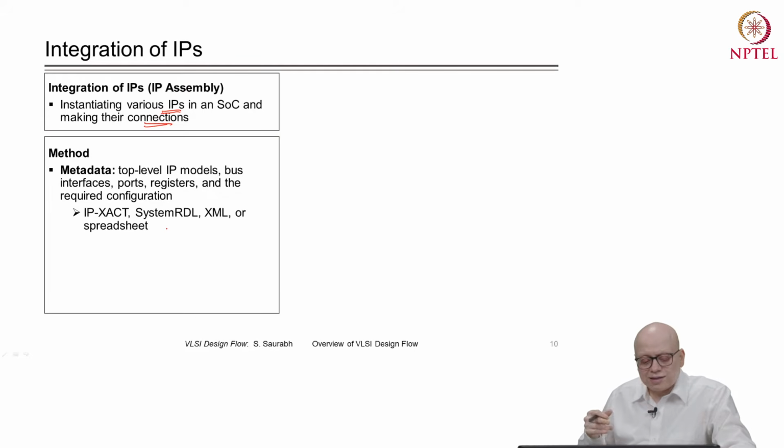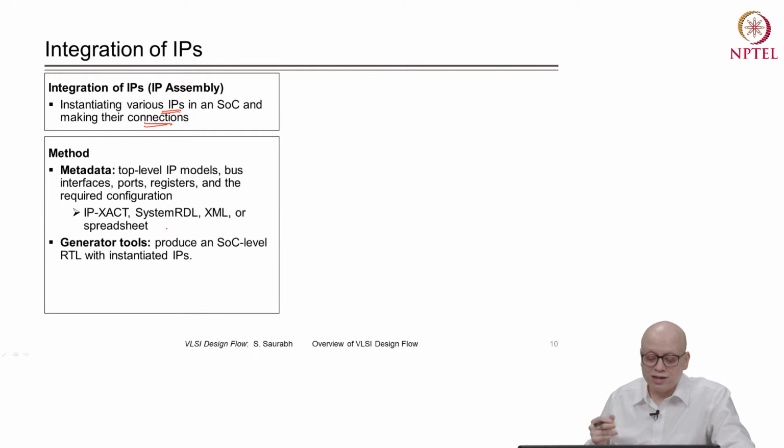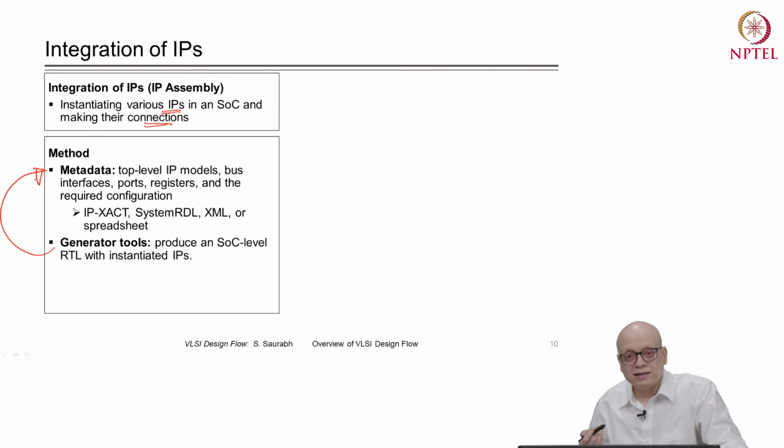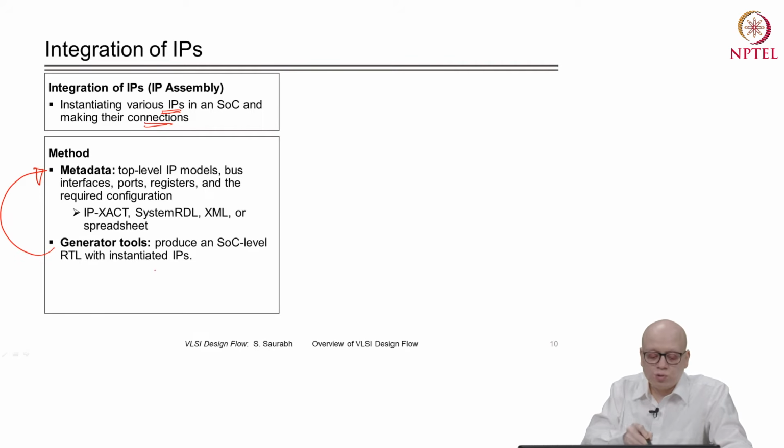Earlier this kind of integration used to be done manually, but that was error prone. Now there are generator tools which produce SoC level RTL with the instantiated IP, rather than manually writing RTL for the integration of those IPs. What we can do is use a generator tool. The generator tool will read the metadata about which IP to use, how to connect, and other things, and automatically produce an RTL with the instantiated IP, right?